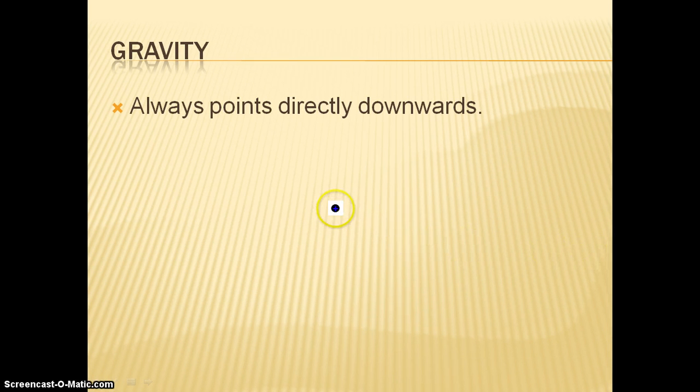Gravity is simple because it always points downwards. There's no exceptions to this. Gravity is always pointing towards the center of the planet, so gravity points downwards.